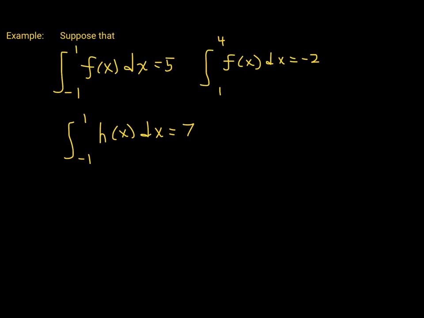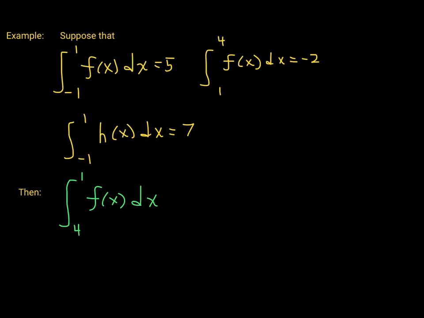To illustrate some of the rules, let's consider the following. Suppose that we know that the integral from -1 to 1 of f of x dx is 5, and the integral from 1 to 4 of f of x dx is equal to -2, and that the integral from -1 to 1 of h of x dx is equal to 7. Then, what would the integral from 4 to 1 of f of x dx be?